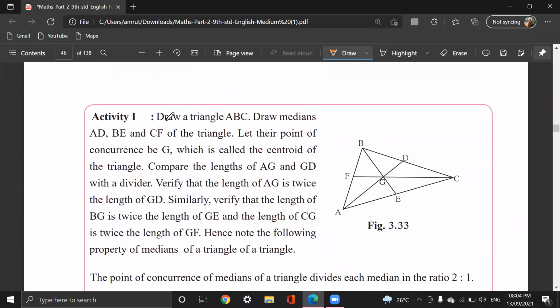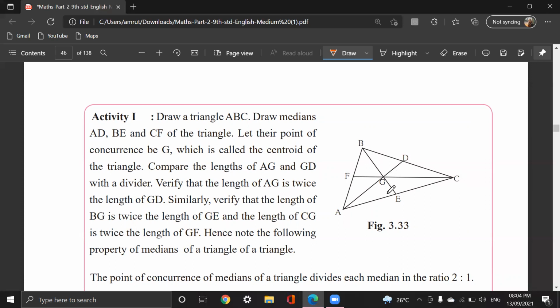All right, now there is one activity which you can do at home. What is that activity? Let us read. Draw a triangle ABC, any triangle you can draw. Draw medians AD, BE and CF. So you can see here BE is one median. There are three vertices A, B and C. From all three vertices we can draw a median, right? So one median is BE, second median is AD, and third median is CF.